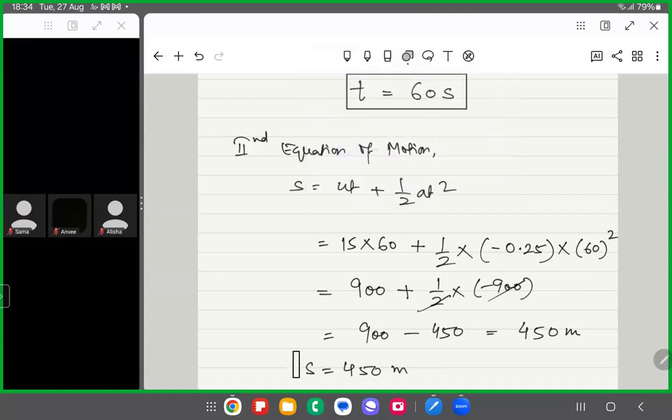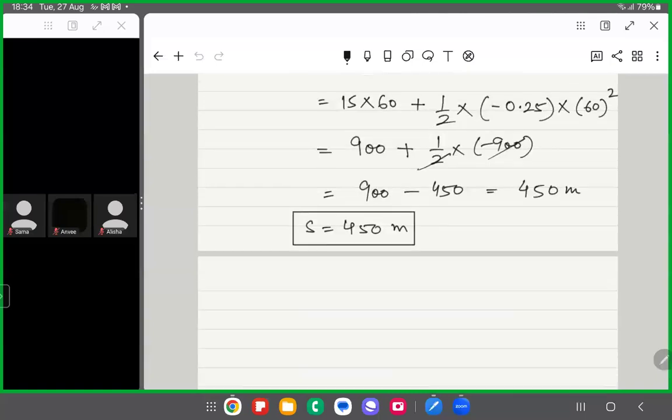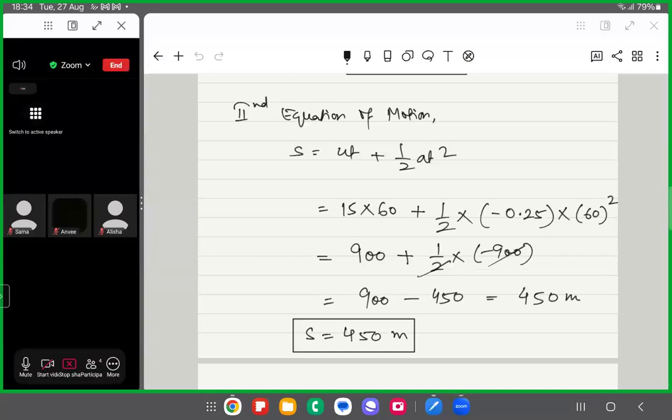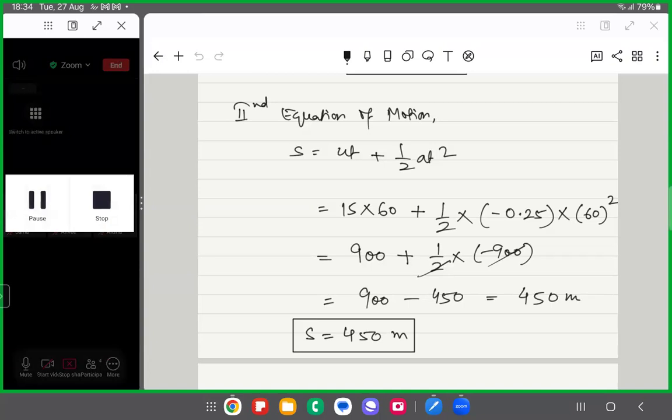So acceleration will be negative because it is retardation, right? It is decreasing, negative acceleration. So remember the sign, it is very, very important, right? Are you getting that? So in this way, we can find out the time and the distance.